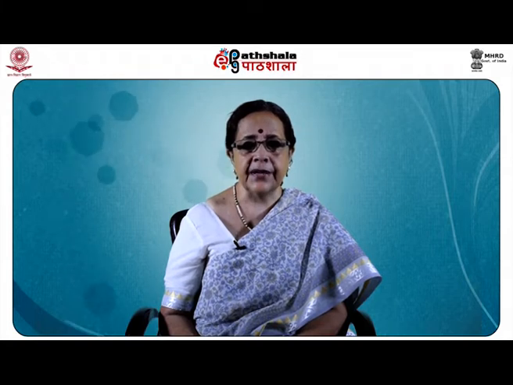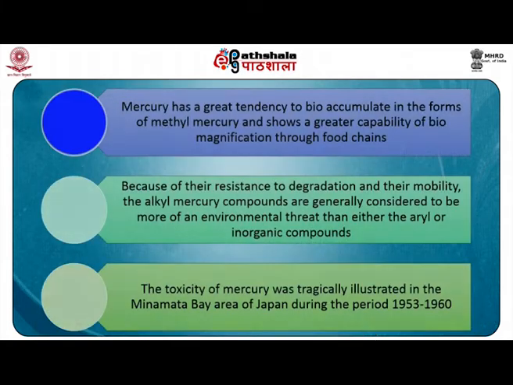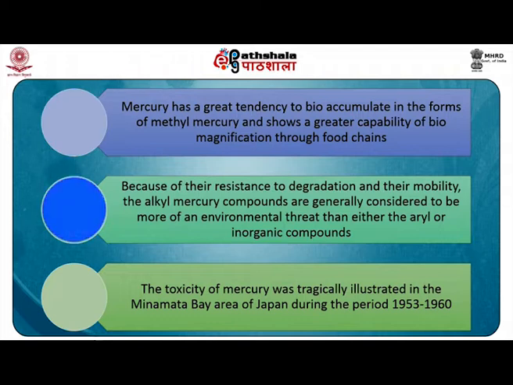Mercury has a great tendency to bioaccumulate in the form of methyl mercury and shows a greater capability of biomagnification through food chains. Because of their resistance to degradation and their mobility, the alkyl mercury compounds are generally considered to be more of an environmental threat than either the aryl or inorganic compounds.